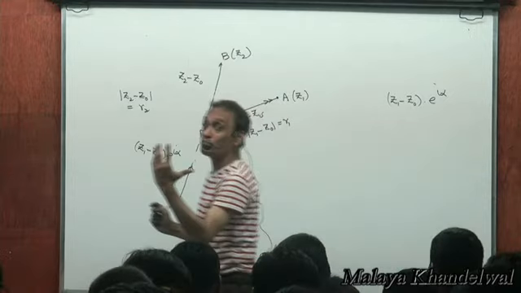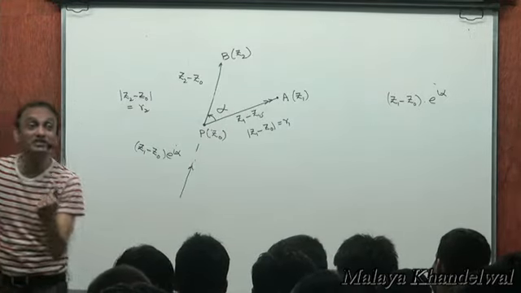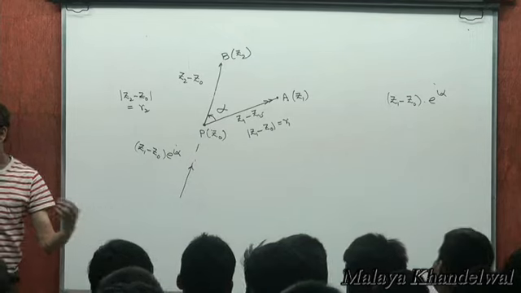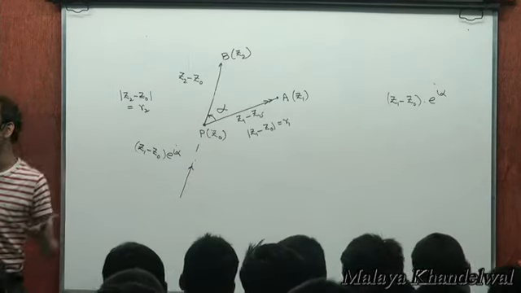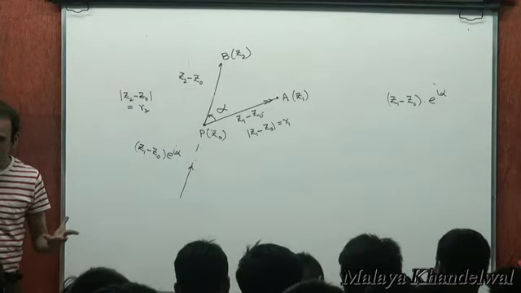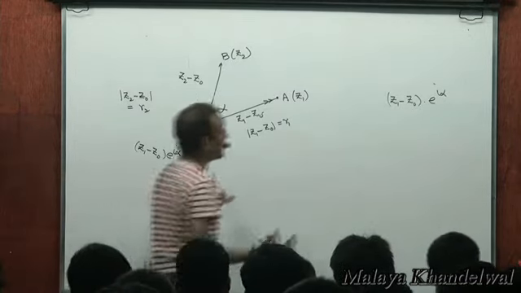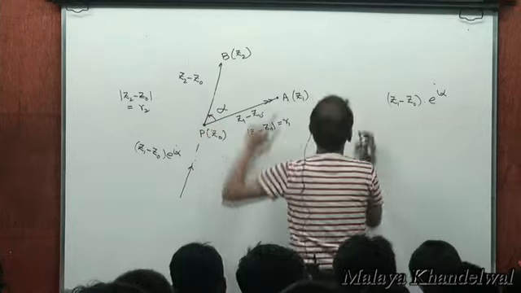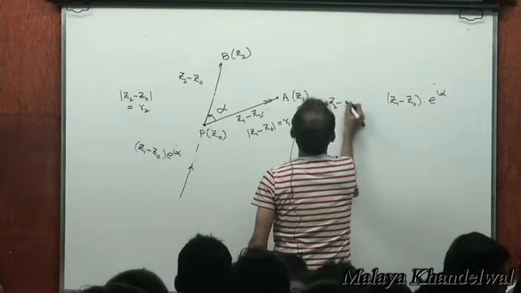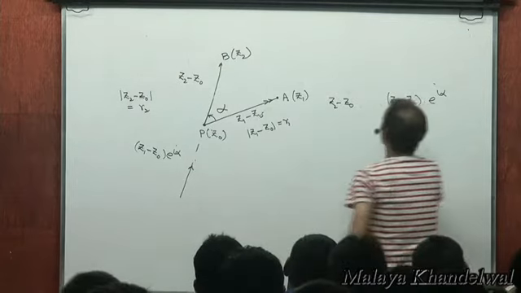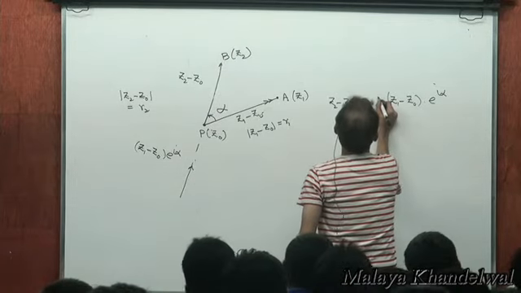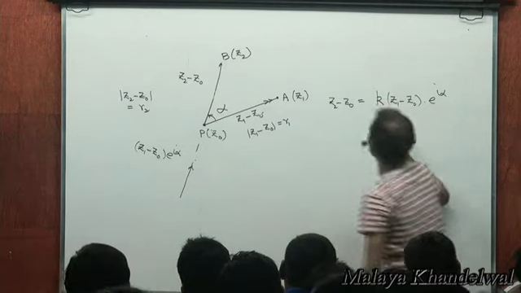Therefore, if two vectors are parallel to each other, one can be written as a scalar times another vector. A scalar, in this case, is a real number. Yes or no? Right? So then, z2 minus z0 and this vector are parallel to each other. So this could be written as some scalar real number k times this vector.